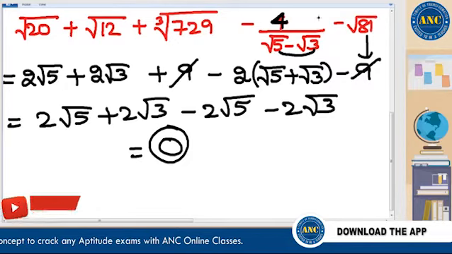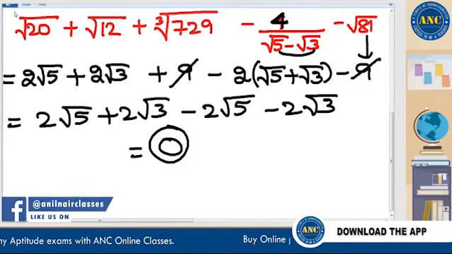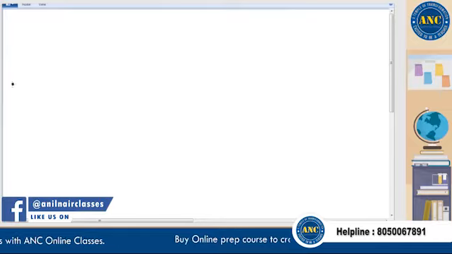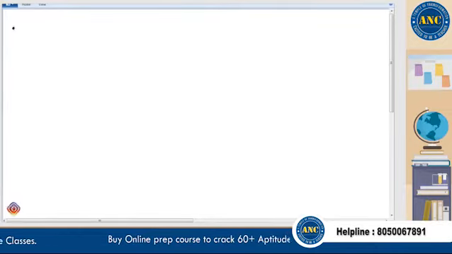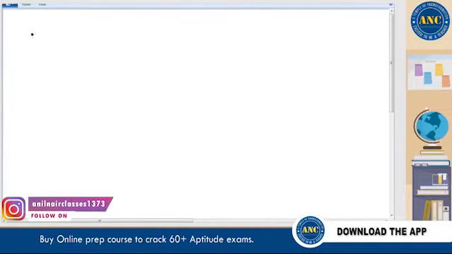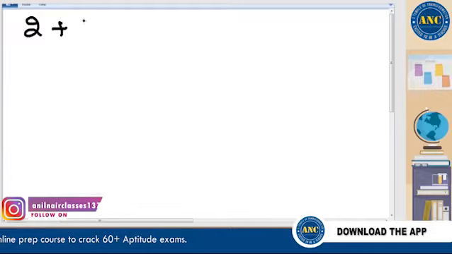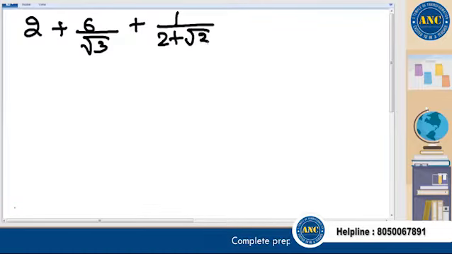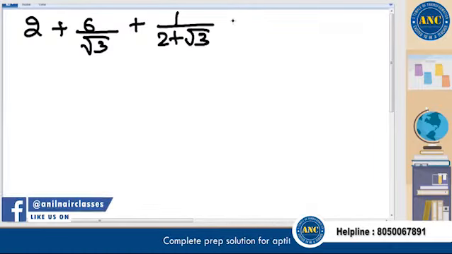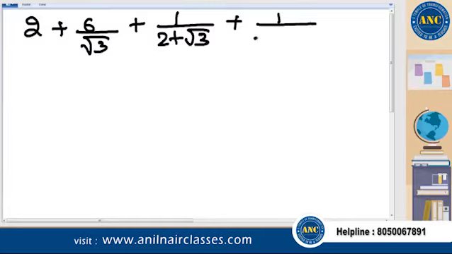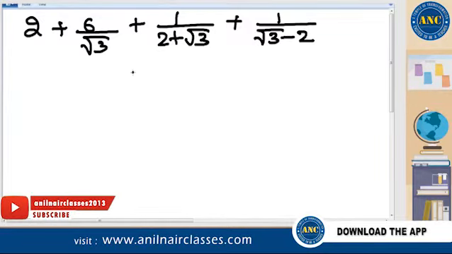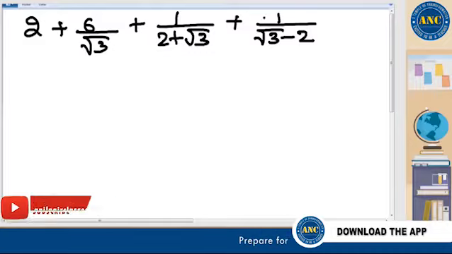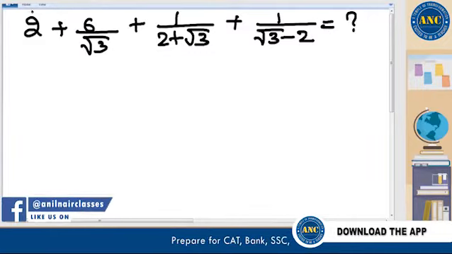Now again another good question, not a very difficult question, because I believe that my students are very fast in answering right now. Your question is 2 plus 6 by root 3 plus 1, plus 1 by 2 plus root 3, plus 1 by root 3 minus 2. Very easy, sir. Very easy question. This equals how much? Now see here.